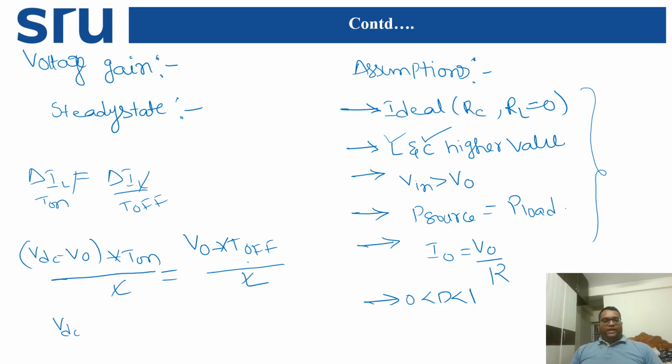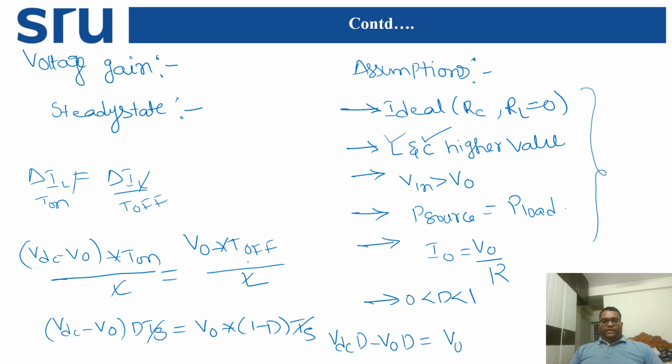Now VDC minus V naught, T on, is nothing but D times Ts. Next, V naught into T off is nothing but 1 minus D times Ts. So when we derive it, Ts will get cancelled. Then we can write VDC times D minus V naught times D equals V naught minus D times V naught. This one will get cancelled.